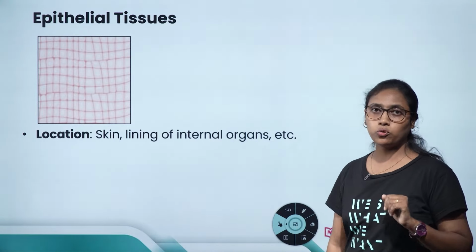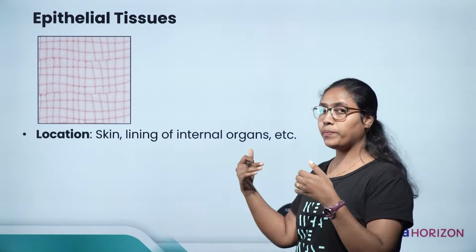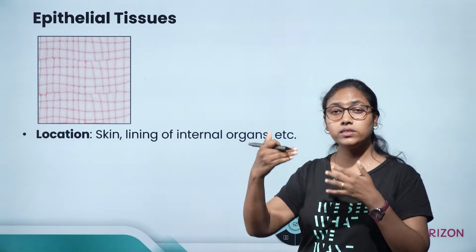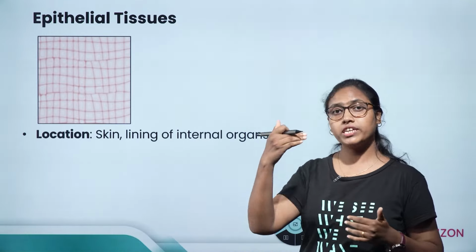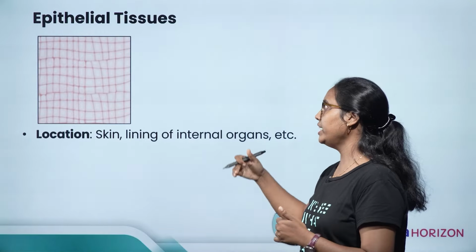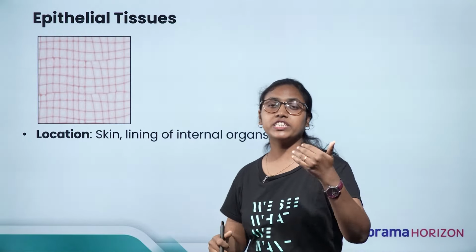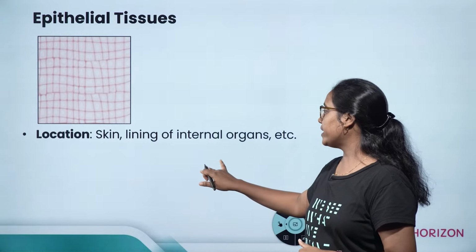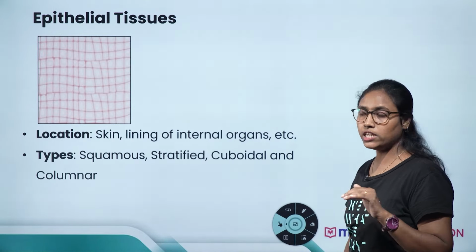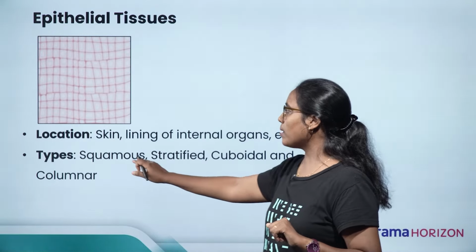As I told you, in plants we have already learned that permanent tissues were simple and complex. Similarly, here also in animals, you will be finding different types of epithelial tissues. So one is the squamous type.